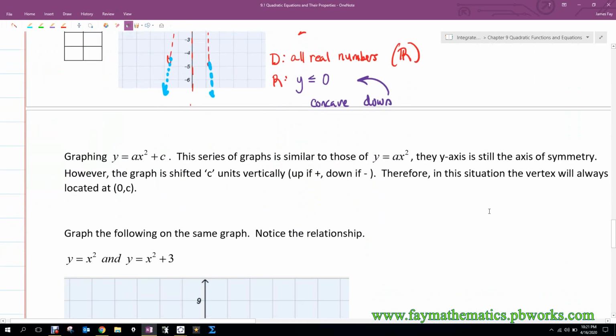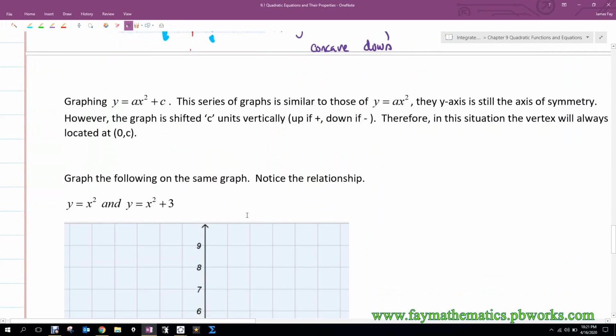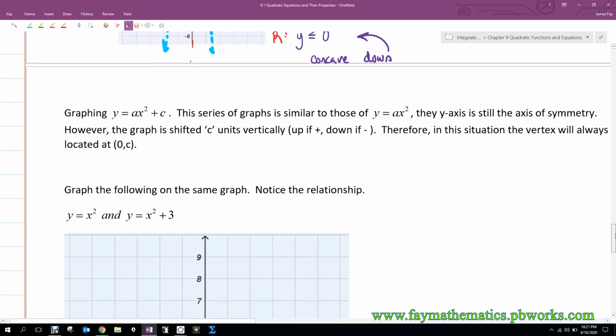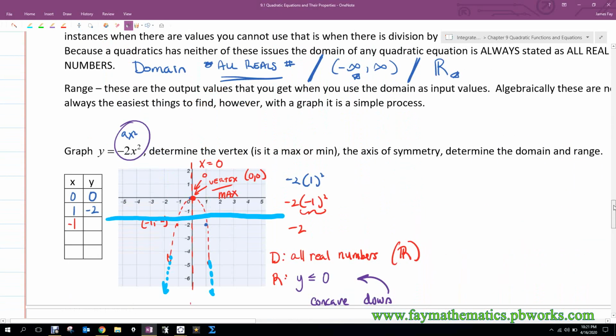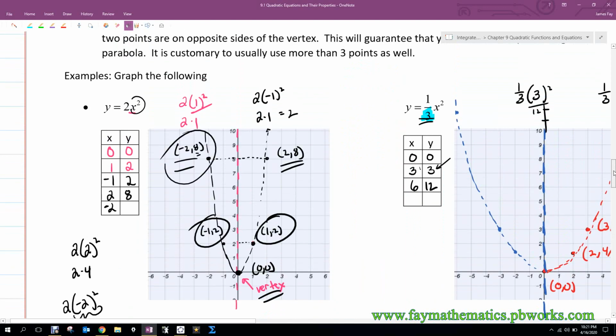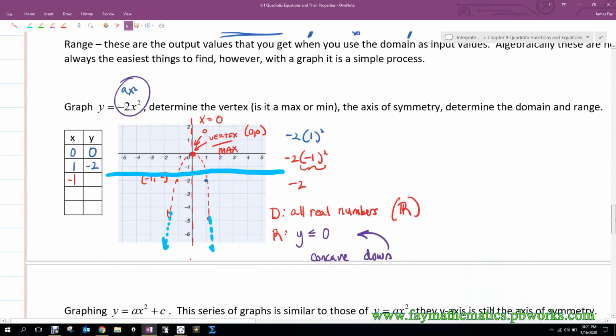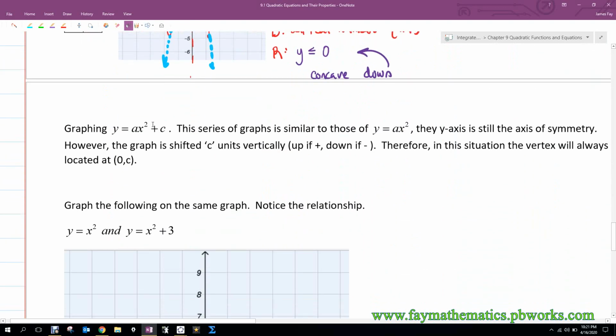Let's do this one. It says graphing y equals. It's changing the rule a little bit. Everything we've done so far, you just had the x squared component. Now I'm going to add a constant to the end, some plus c. So this series of graphs is similar to those of y equals ax squared.